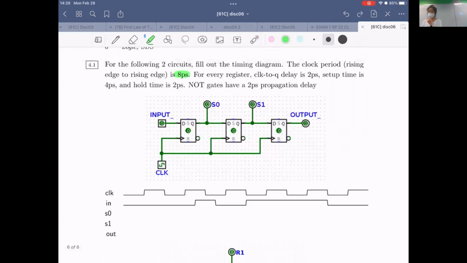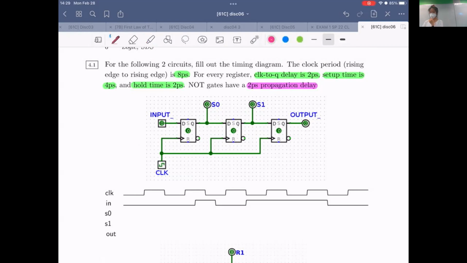The next part is for every register, clock to Q delay is 2 picoseconds. The setup time is 4 picoseconds and hold time is 2 picoseconds. NOT gates have a propagation delay of 2 picoseconds. This is important because almost all of the hardware that you should have, at least in exam questions and homework questions, should have the same timing conventions. The reason is that when everything's in one circuit, you want it to behave similarly. In real life, there's an exception, but we will not consider that for now.